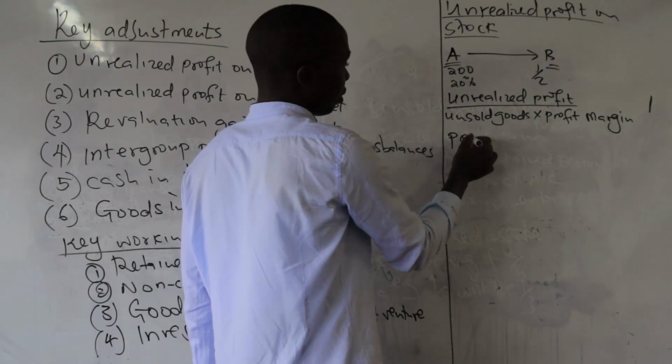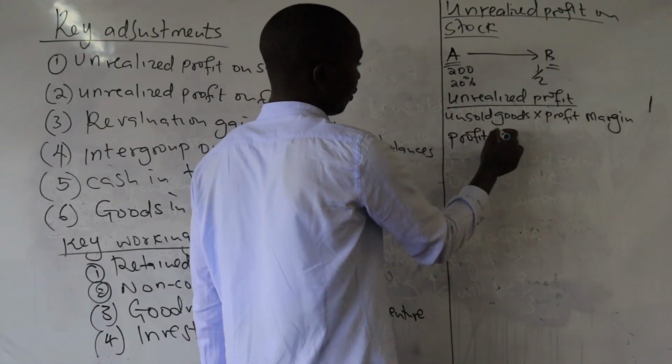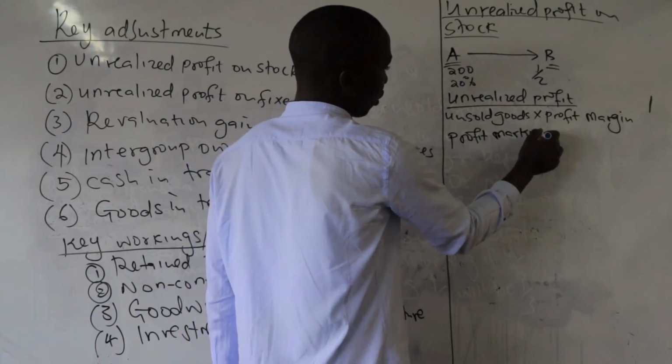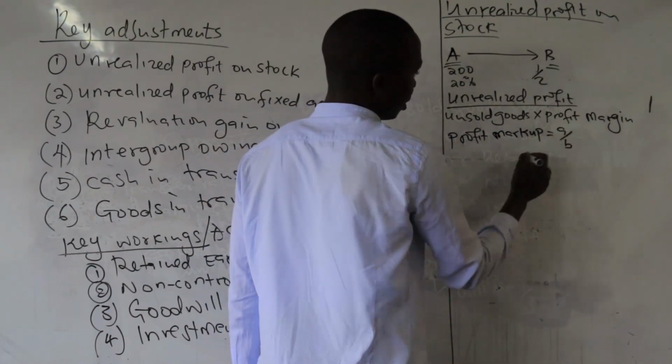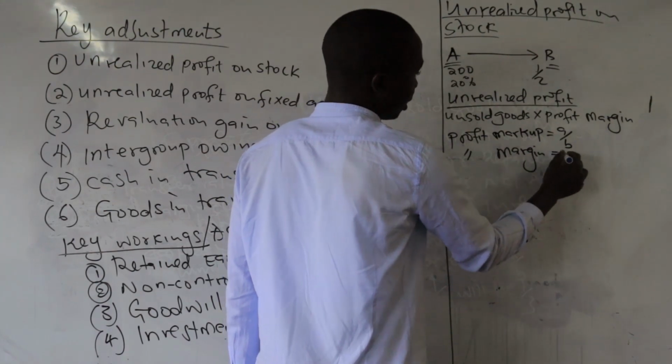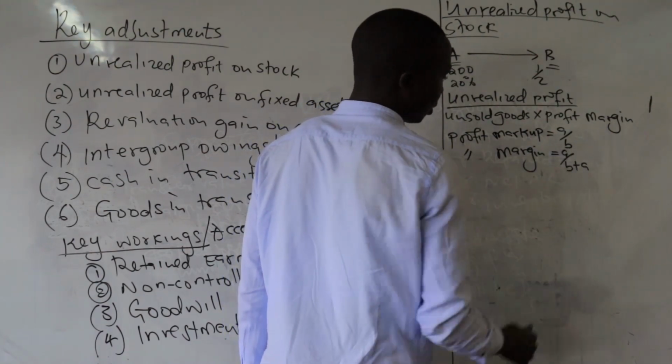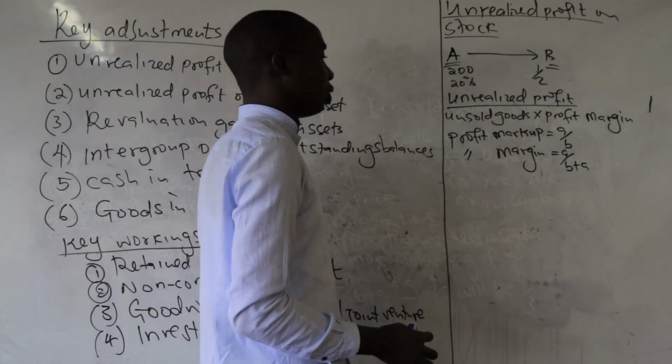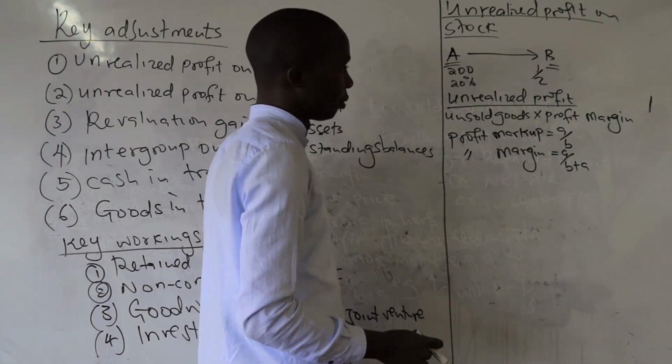In some cases you will be given a profit markup. If profit markup is A over B, remember that the profit margin will be A over B plus A. So you have to add the numerator to the denominator.